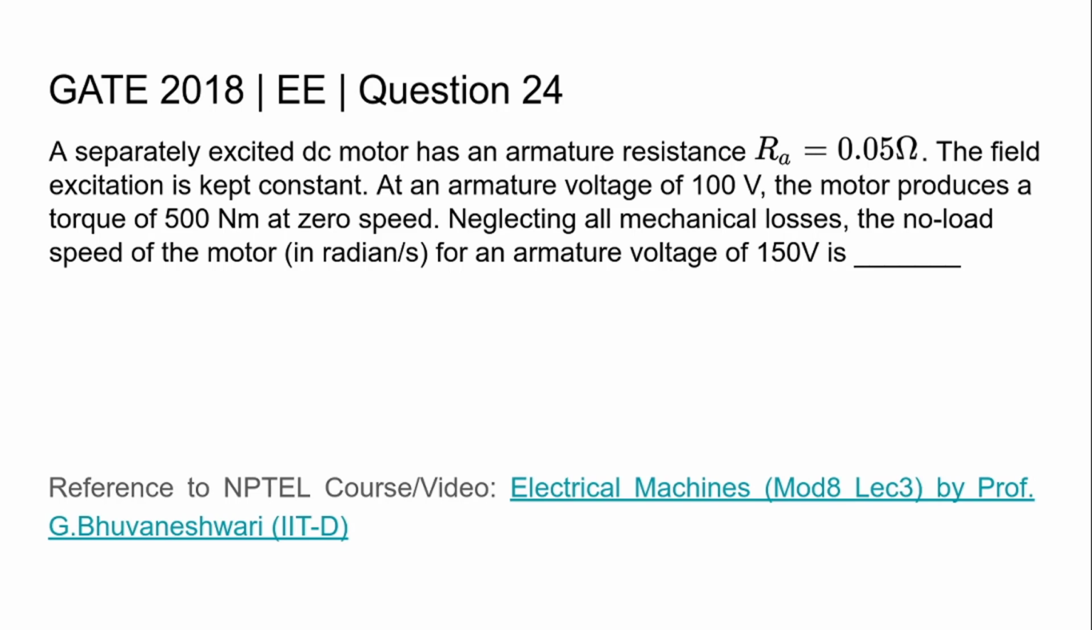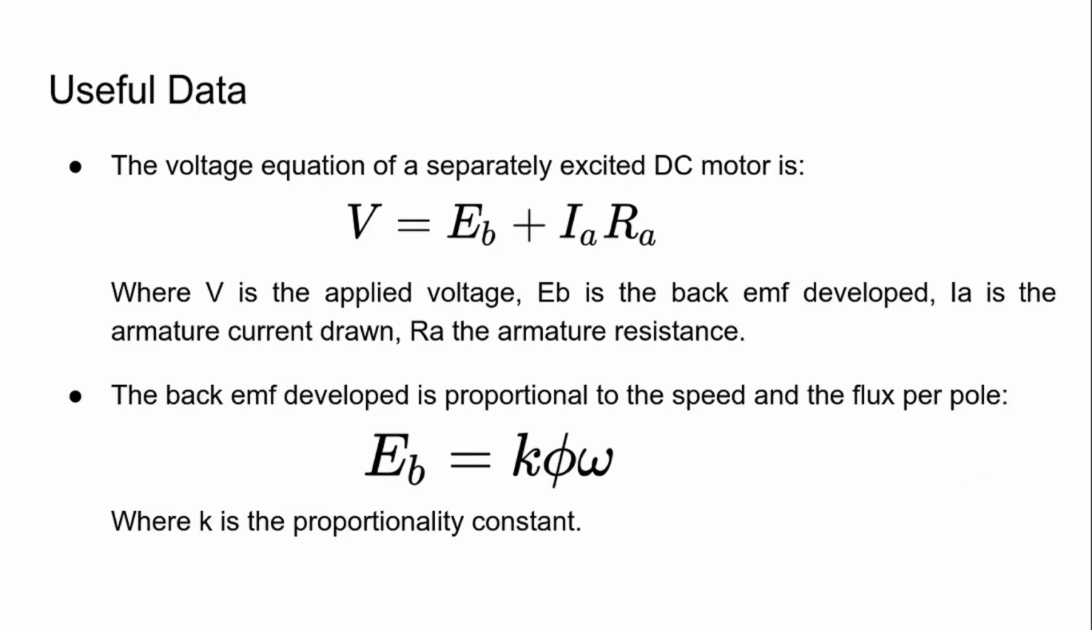The voltage equation of a separately excited DC motor is V equals EB plus IARA, where V is the applied voltage, EB is the back EMF developed, IA is the armature current drawn, and RA the armature resistance. The back EMF developed is proportional to the speed and flux per pole. EB equals K phi omega, where K is the proportionality constant.